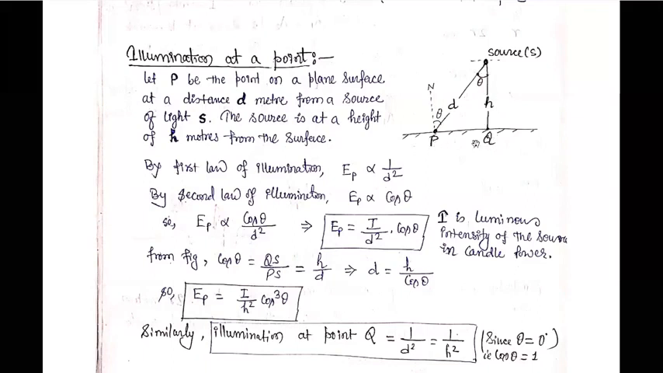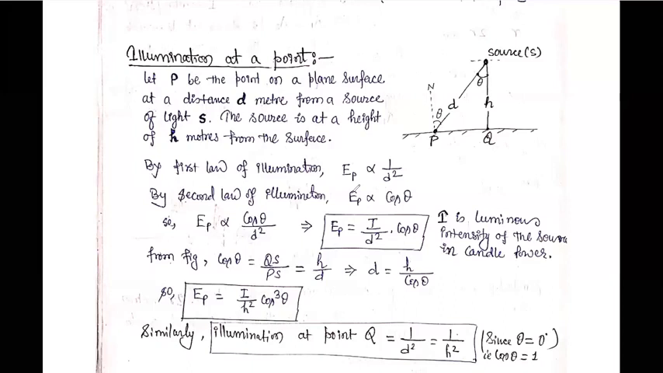Under different conditions, what will be the illumination? What is the illumination at this particular point, just at the perpendicular, and at a particular point P, which is creating an angle of theta to the normal of the surface? Okay? So what does the first law of illumination say?